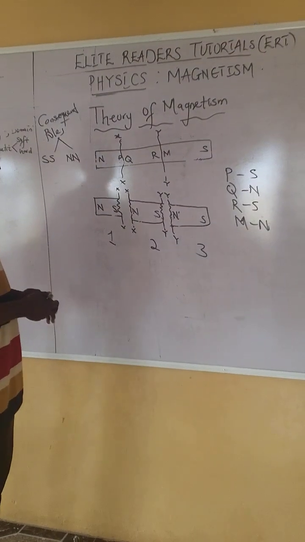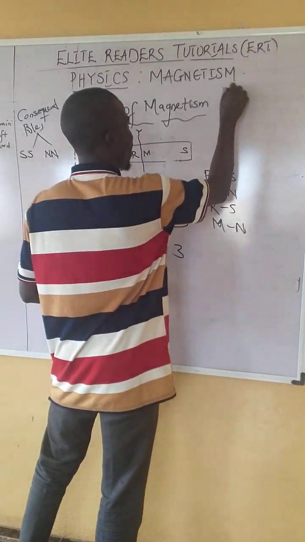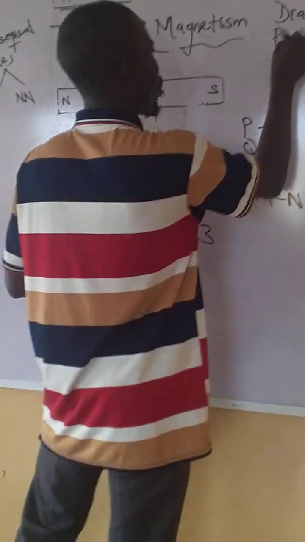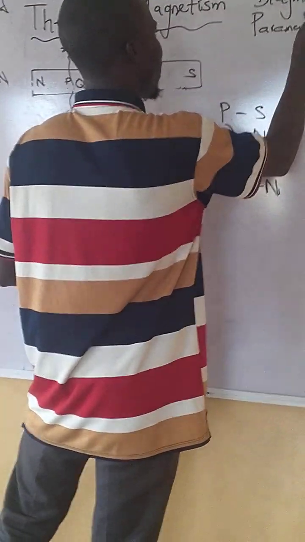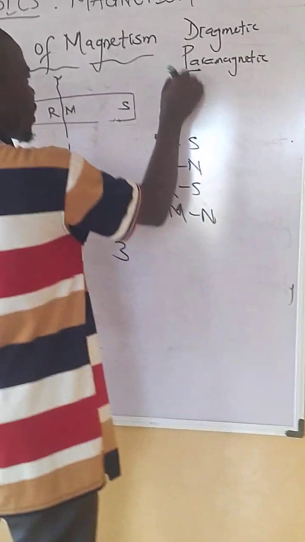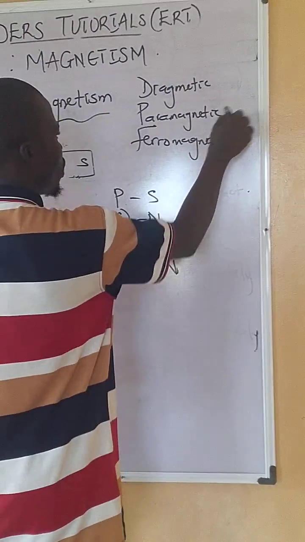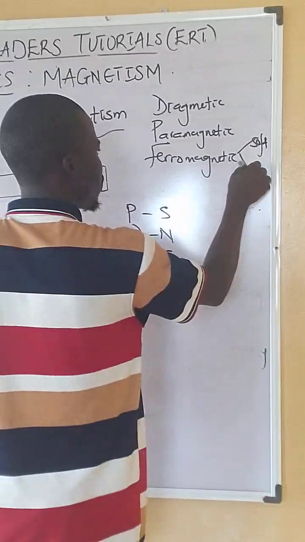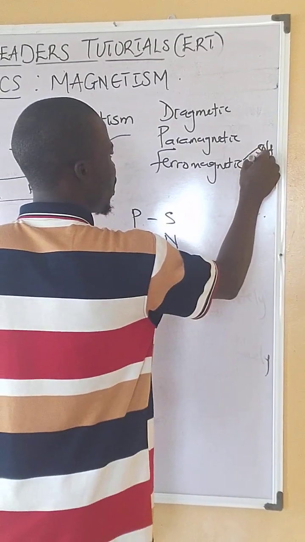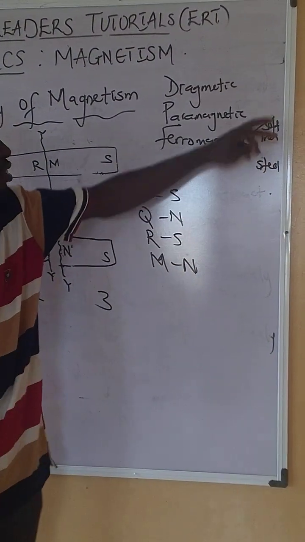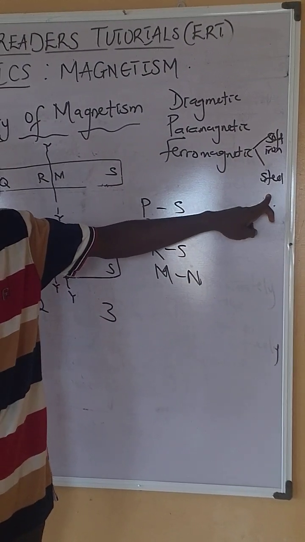Now we have three types of magnets. We have diamagnetic, we have paramagnetic, and we have ferromagnetic. This ferromagnetic is divided into two: soft iron and steel. But very good, I've explained soft iron and steel in the last episode.